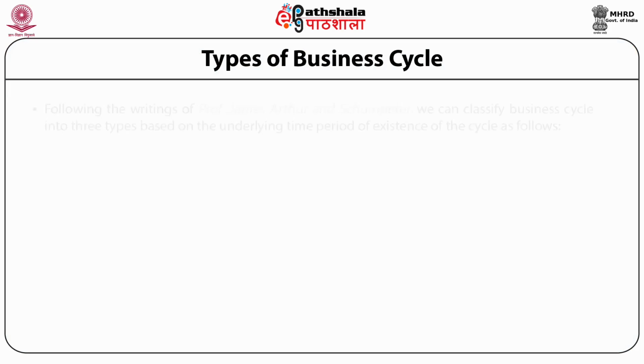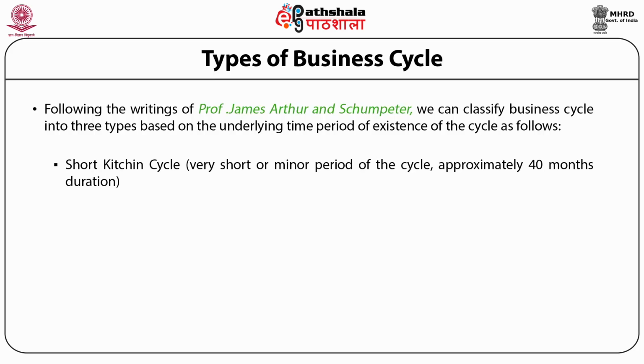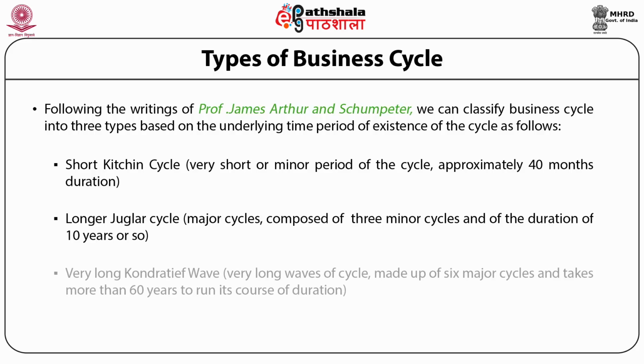Types of business cycles. Following the writing of Professor James Arthur and Schumpeter, we can classify business cycles into three types based on the underlying time period of existence of the cycle as follows. Short Kitchin cycle, a very short or minor cycle of approximately 40 months duration. Longer Juglar cycle, major cycles composed of 3 minor cycles and of the duration of 10 years or so. Very long Kondratieff wave, a very long wave of cycle made up of 6 major cycles and takes more than 60 years to run its course of duration.